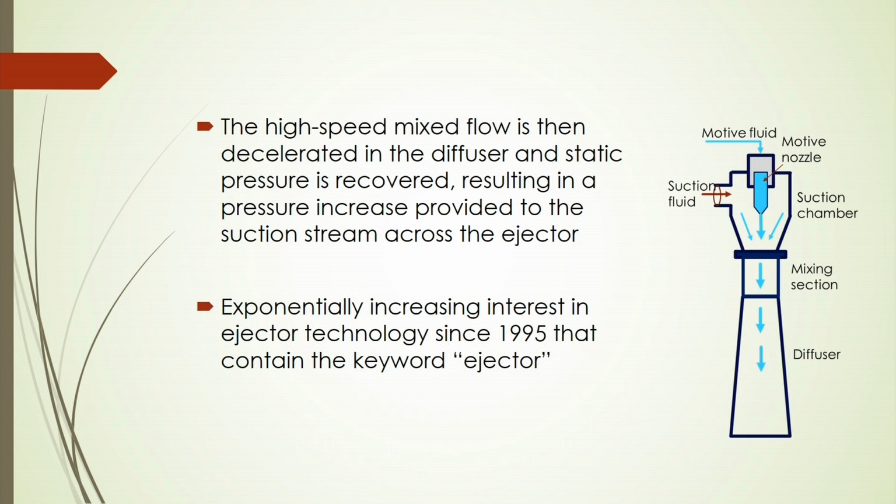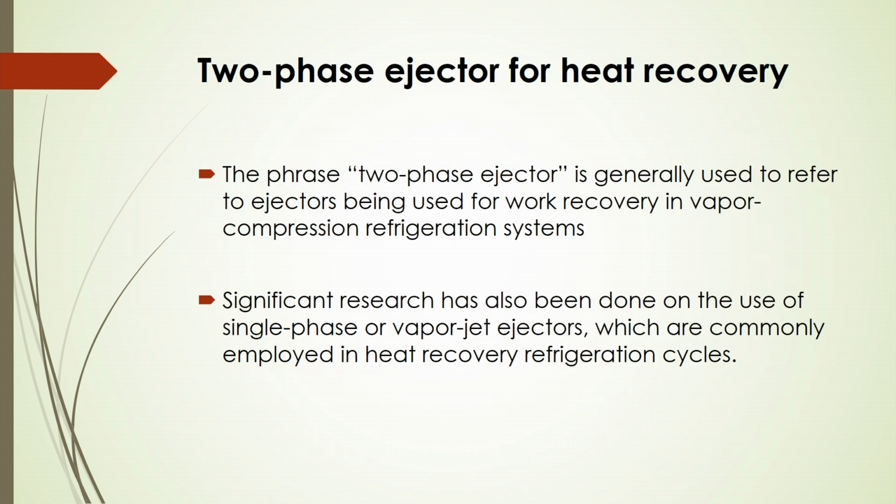So, that is why there is exponentially increasing interest in the ejector technology since 1995, for publications that contain the keyword ejector. Now, there are several different types of ejector systems. Mainly the two phase ejector for heat recovery is used in the vapor compression refrigeration system. In that case the two phase ejector is generally used to refer to ejectors being used for work recovery in the refrigeration system.